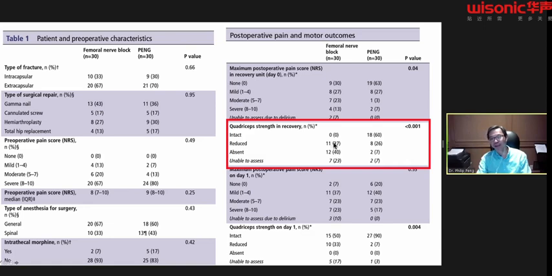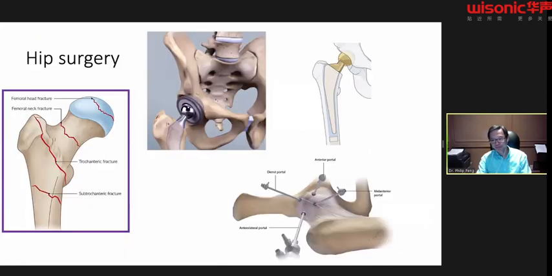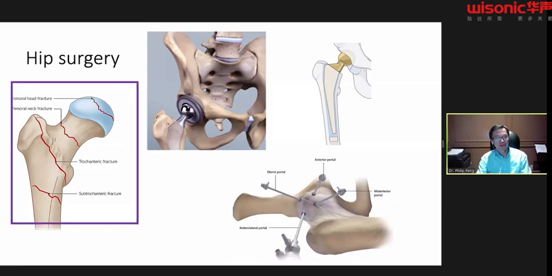None of them have no weakness. Everyone has the weakness. But for the Peng block, 10 of them have some weakness. I'm going to address this in a moment. All right, so hip surgery is not just hip fracture.